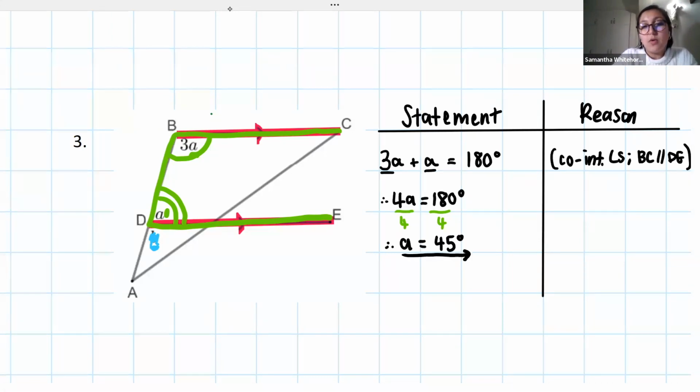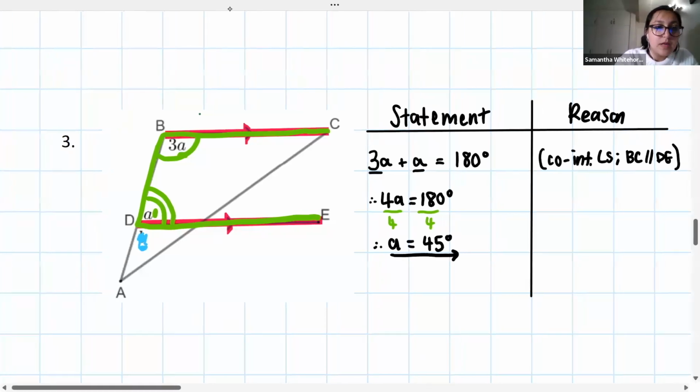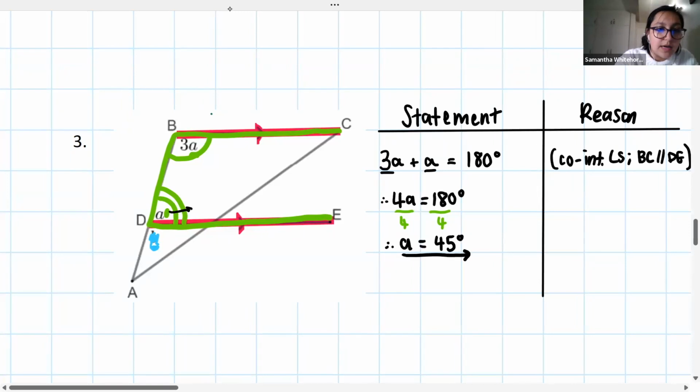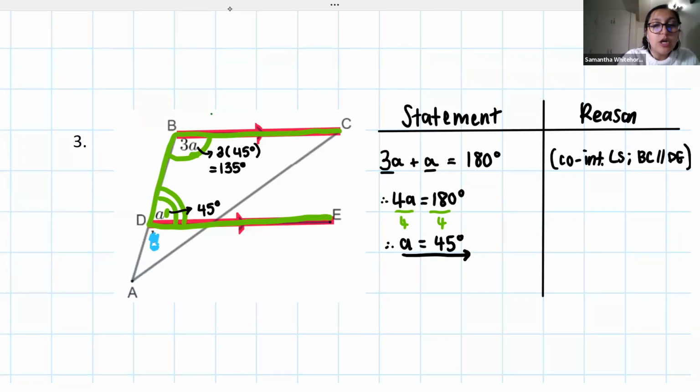Because I've now worked out the value of A, I know that this angle down here in the corner at angle BDE is 45 degrees, because that's what A is. And this angle here at the top, angle CBD, is equal to 3 times 45 degrees. And 3 times 45 degrees is 135 degrees. So we know the value of both angles now. We actually have numbers that we can work with. And so now we can go and work out what B is.